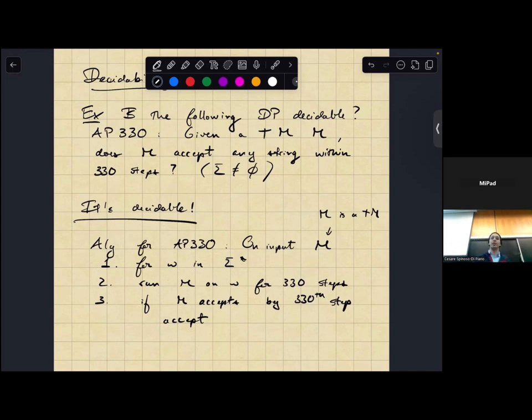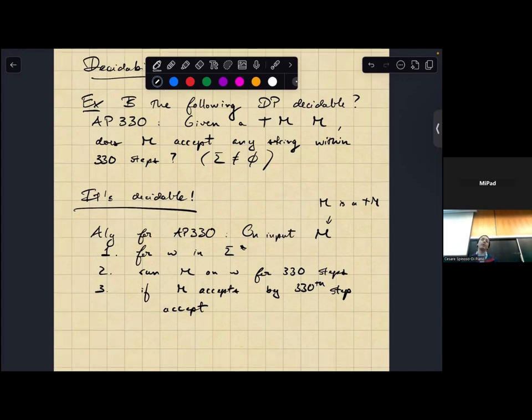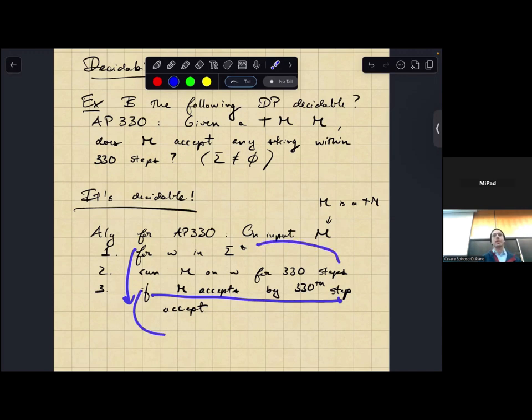You can't test everything because you're just going to keep waiting, right? So what if the answer to this question is no? Then you have to check. This procedure is telling you to go through each string and run each string for 330 steps. If at some point one of the strings leads to an accept within 330 steps, then you accept. But what if none of the strings lead to that? Then your algorithm is going to be stuck in this for loop. It's going to keep going through each of the strings, check if this if statement is true, it's not going to be true, so it's just going to continue to the next string. Right? Okay, good. Excellent.